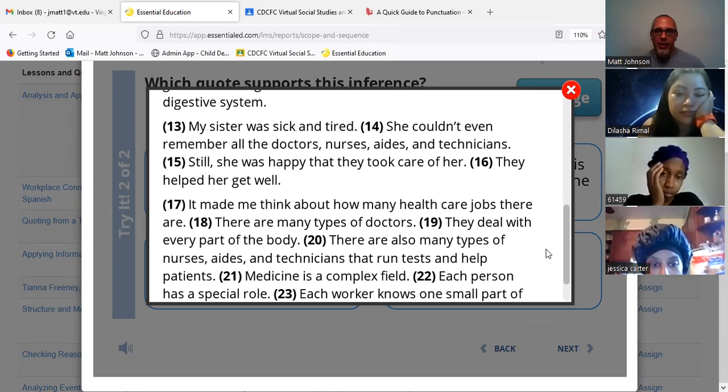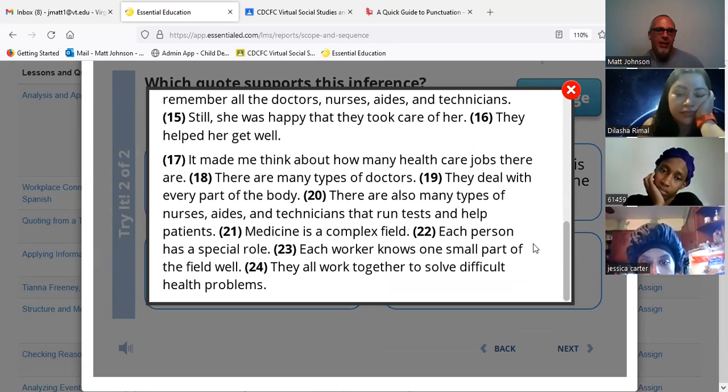It made me think about how many healthcare jobs there are. There are many types of doctors. They deal with every part of the body. There are also many types of nurses, aides, and technicians that run tests and help patients. Medicine is a complex field. Each person has a special role. Each worker knows one small part of the field well. They all work together to solve difficult health problems.